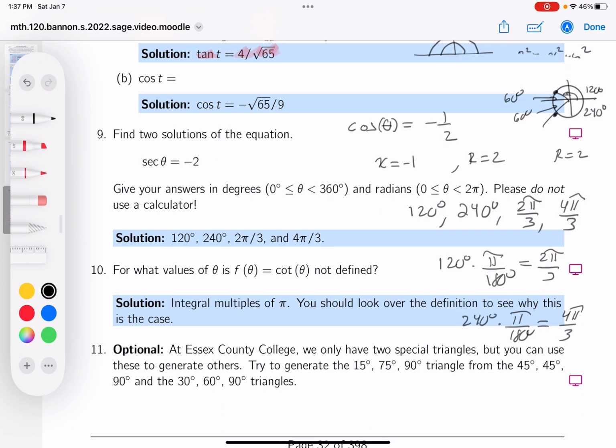Okay, so here's the deal. Let's take a look at it. It says find two solution equations. We did. They want us to put it down in degrees and in radians. And I did that. Let's check the key. 120, 240, 2 pi over 3, 4 pi over 3. We're doing fine. Thank you.